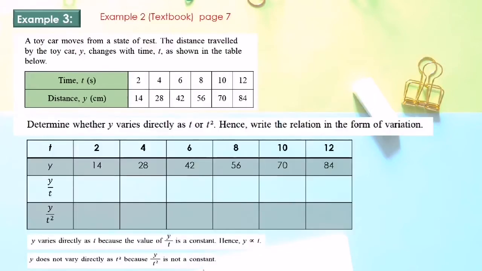Okay, after you know what is direct variation, now we are going to learn how to determine whether y varies directly as t or t square. Okay, for example 3, a toy car moved from a state of rest. Distance travelled by the toy car y changes with time t as shown in the table below. Determine whether y varies directly as t or t square. Hence, write the relation in the form of variation.